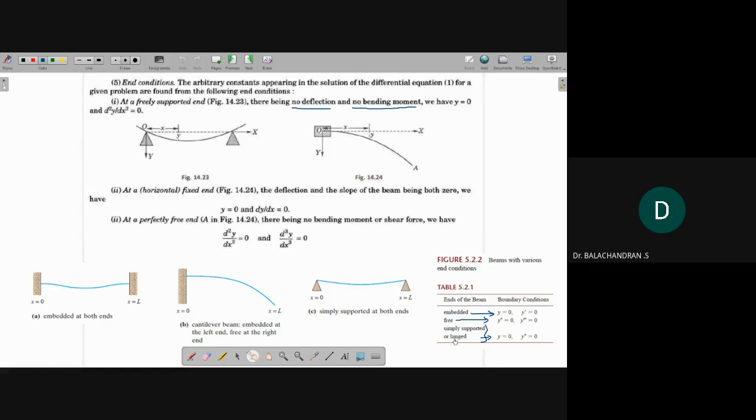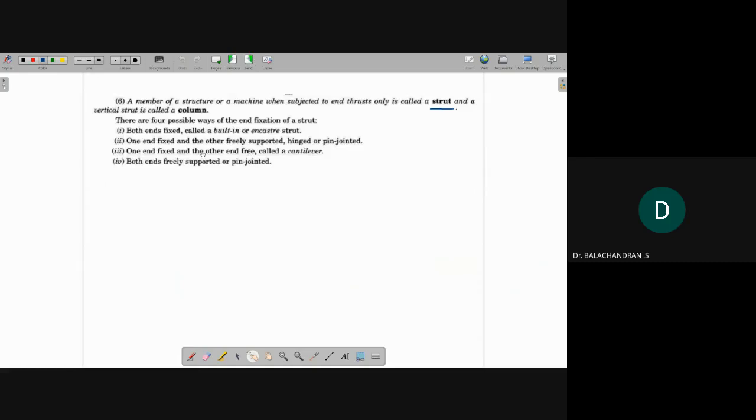Simply supported or hinged or freely supported. Don't confuse freely supported with perfectly free. You should be a little bit careful. So it is simply supported or hinged or freely supported. Then you have y equal to 0 and the second derivative is also 0. And we discussed strut and four possible ways of the end fixation of a strut.